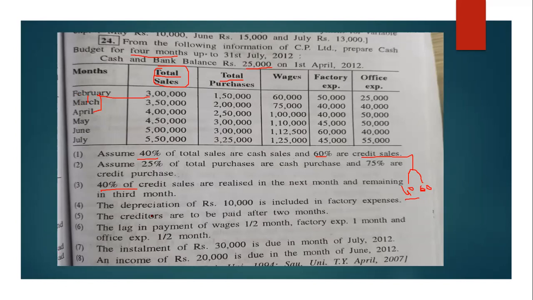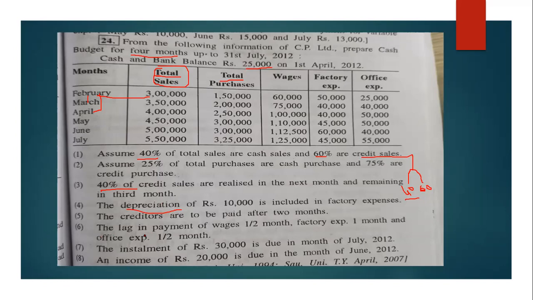Then the depreciation of rupees 10,000 is included in factory expenses. Now see, depreciation is a non-cash expense. We are not paying anyone for the depreciation. And one more important thing, we are making a cash budget, so we are including only cash receipts and cash payments. So depreciation is a non-cash payment or non-cash expense. So we will subtract depreciation from the factory expenses every month.